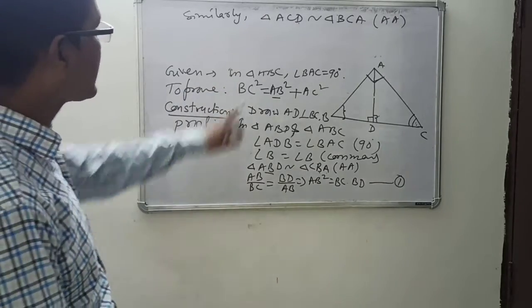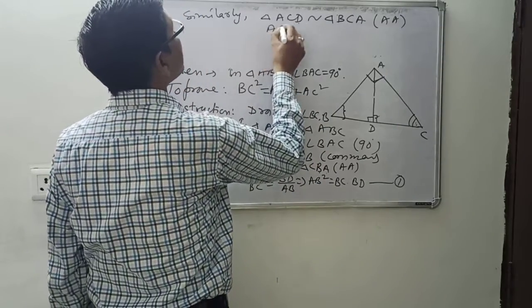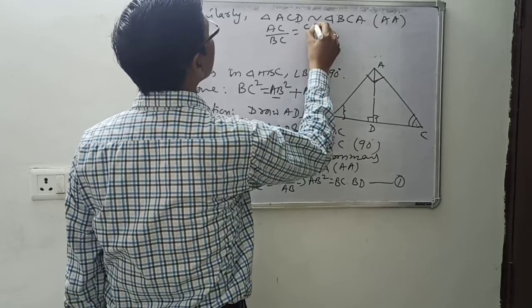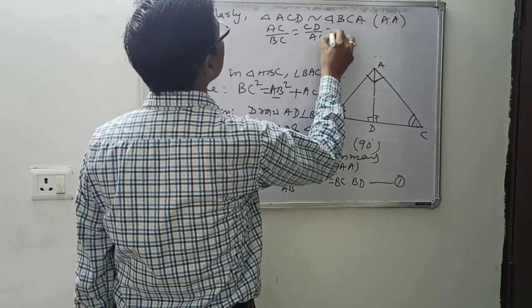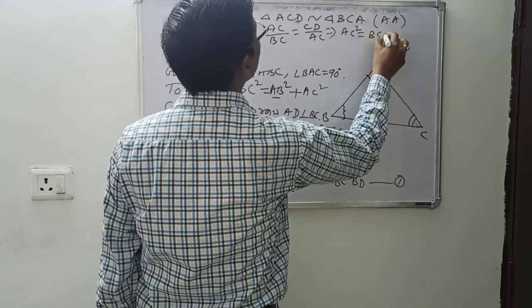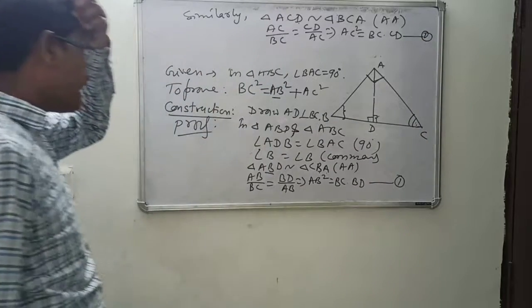So here you have to get AC. See, first, second, and there AC means third, second. So AC by BC is equal to third, second, or second, third, whichever way you write it, that will be AC. From there you get AC square equal to BC into CD. So the two results you got.